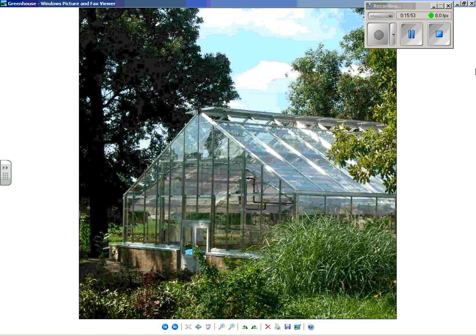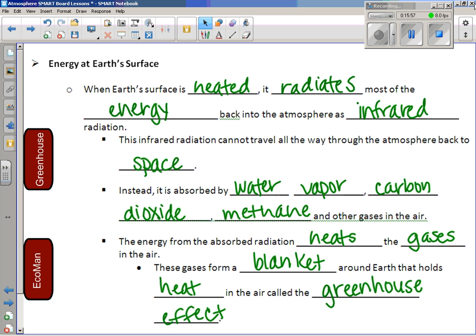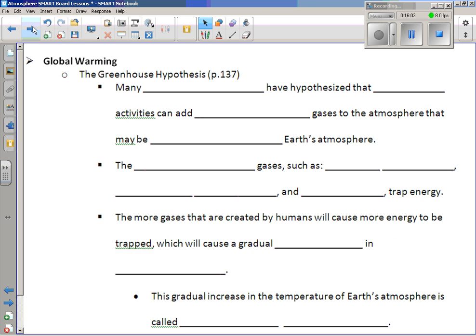And that's what helps us actually be able to live on Earth because it's not as cold as outer space would be. So we're going to stop there, and then we're going to continue on to another part. And we'll talk about global warming in that last part of this section.